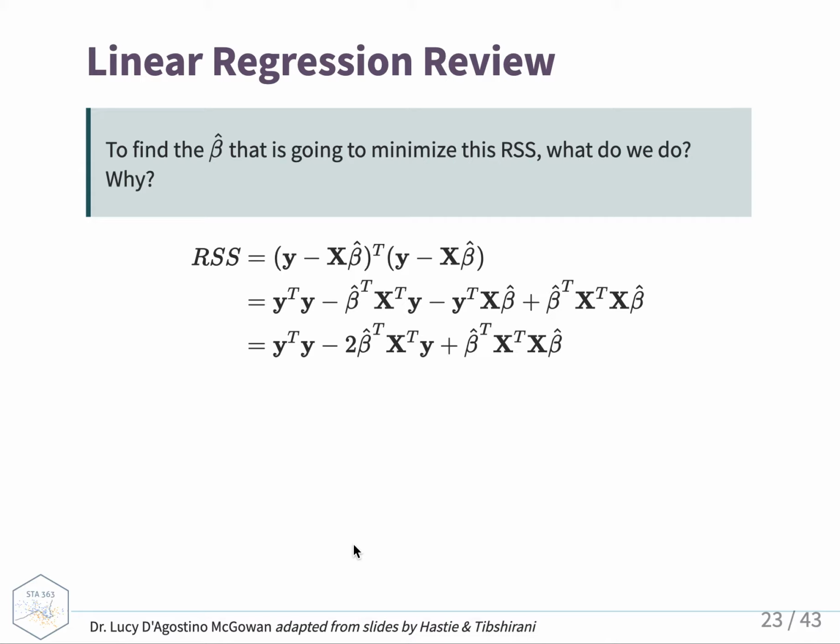Okay, so to find beta hat that's going to minimize this residual sum of squares, what do we do? We already said when we want to take the minimum of something, we take the derivative and set it equal to 0. And so that's exactly what we're going to do.